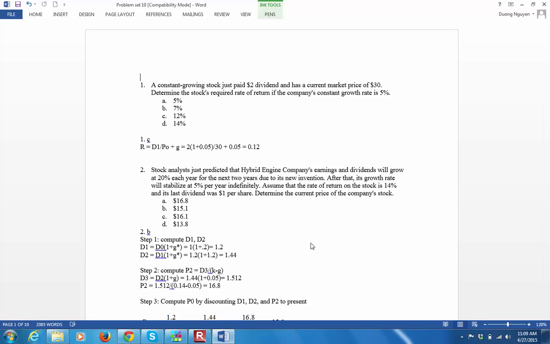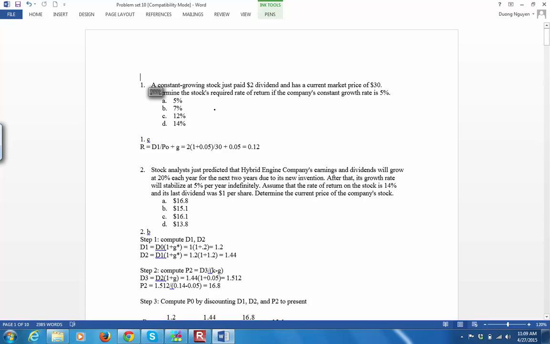Alright, question number 1. A constant growing stock just paid a $2 dividend and has a current price of $30. What is the stock's required return if the constant growth is 5%?